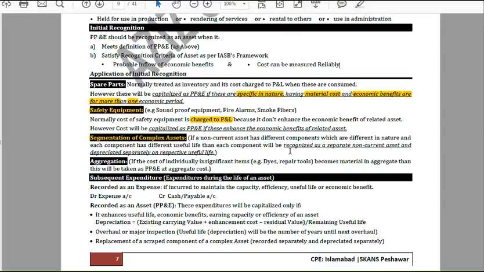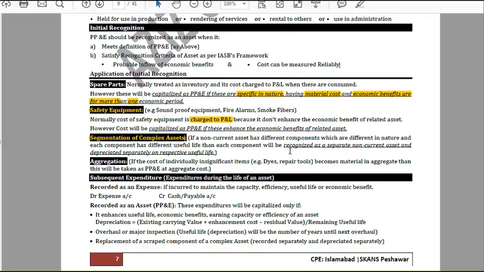So let's take an example of a train. Suppose a train. Students, can you please tell me whether every part of the train has the same useful life, or the different parts of a train have different useful lives? What is your opinion? I'm talking about complex assets, big assets having value in millions. I'm giving an example of a train.